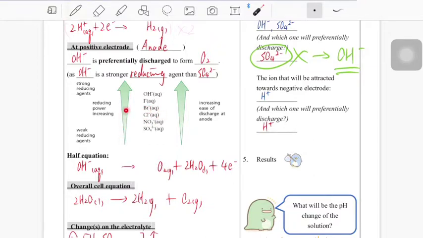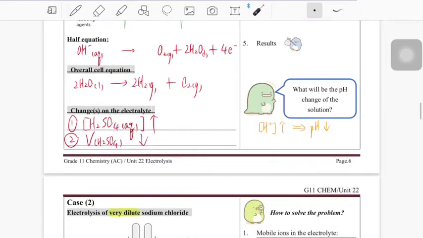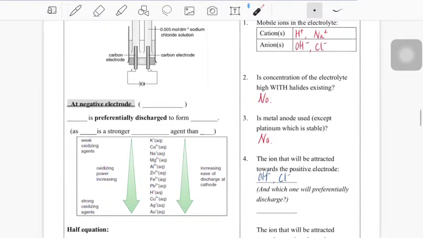As we go up the table, the reducing power increases. That means hydroxide is a stronger reducing agent than chloride ion. So hydroxide ions will lose electrons more readily than chloride ion. So in this case, we can conclude that hydroxide ion will be discharged.